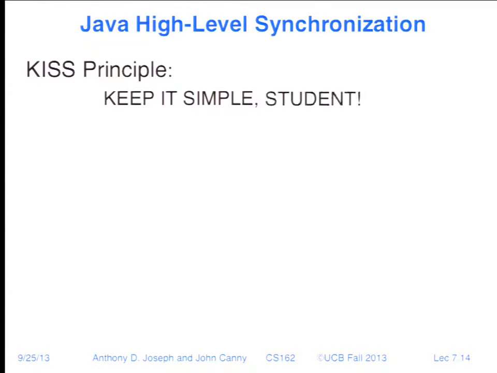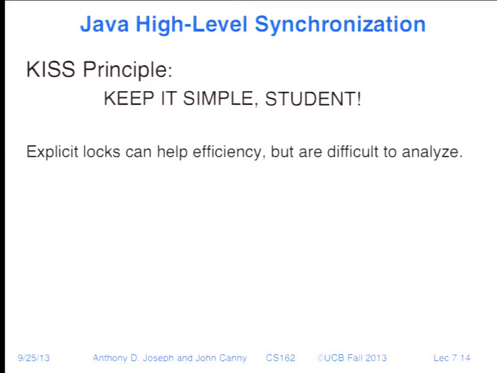Keep it simple, student. In this class, it's keep it simple, student. All right, so we want to make sure that the code is easy to understand by looking at it, and we want to minimize complexity. If there's a simple way to do things, we're going to favor that way. So there are reasons for using explicit locks, plenty of reasons, but you should have a good reason if you use them.